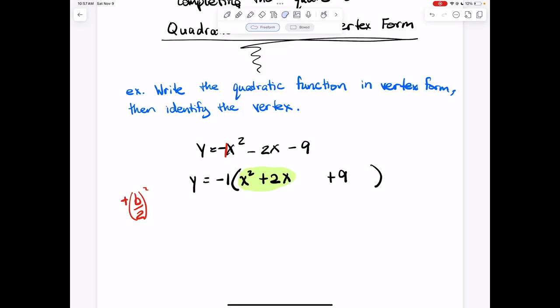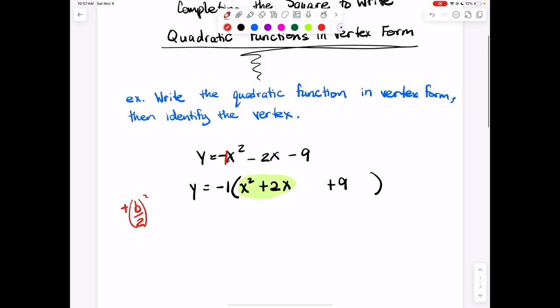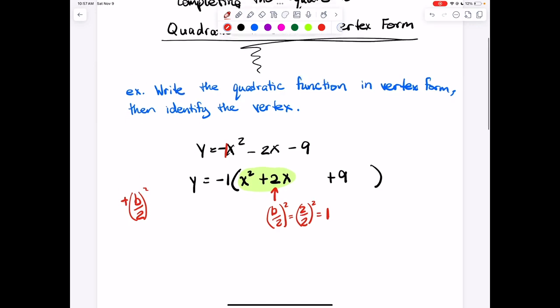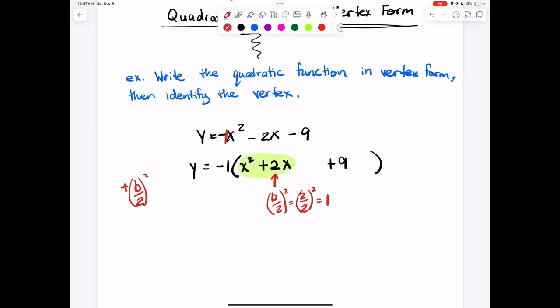All right, so with that said, our b value is right here. So b over 2 squared is 2 over 2 squared, which is 1 squared, which is just 1. All right, so now I can complete the square by adding that.